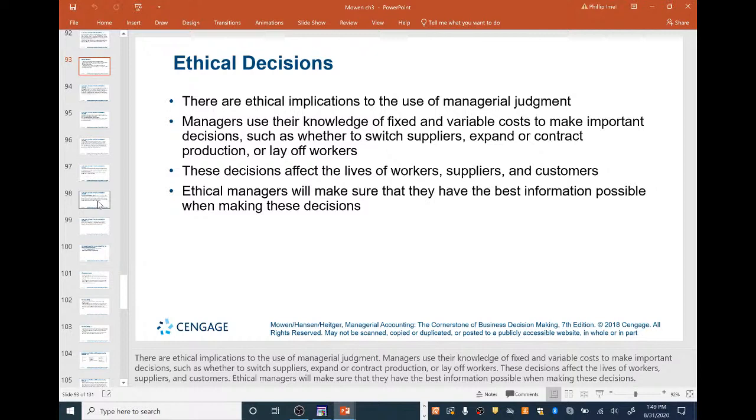Ethical managers will make sure that they have the best information possible when making these decisions, okay? So we don't want to make any uninformed decisions or any rash decisions, okay? We want to make sure that we have good data that we're using. We're really using our judgment to try to determine that maybe we don't have to reduce the workforce. Maybe we can use another angle to reduce this, okay? To try to salvage those paychecks and salvage the well-being of those workers, okay? So ethics is going to come into play here when determining cost and the decisions based upon these different cost components.